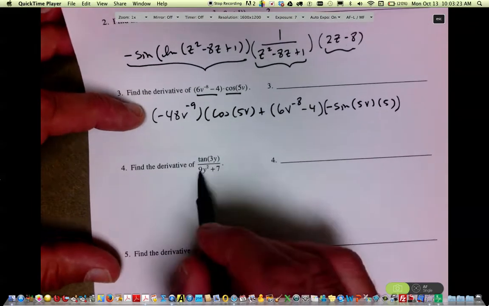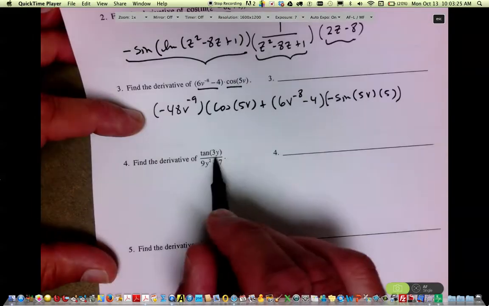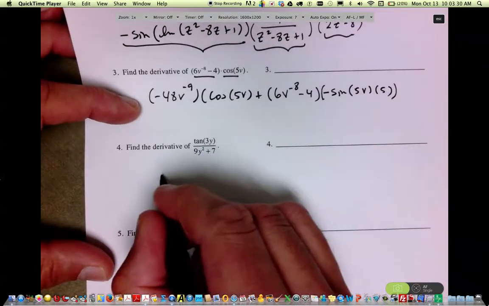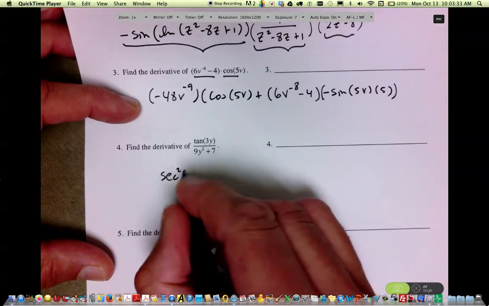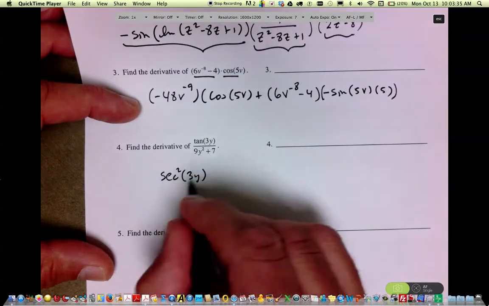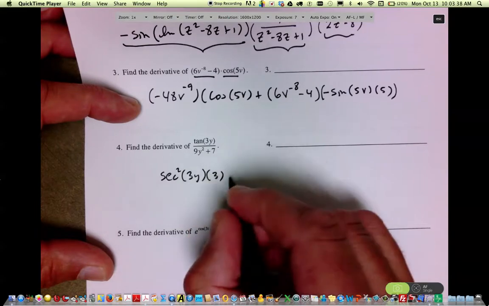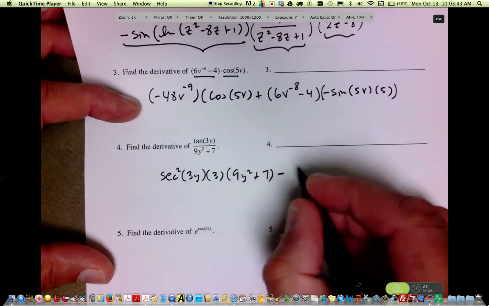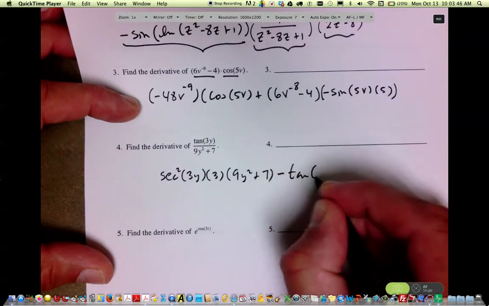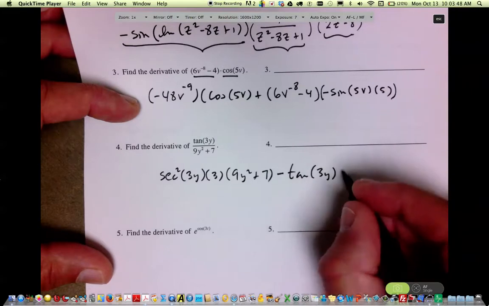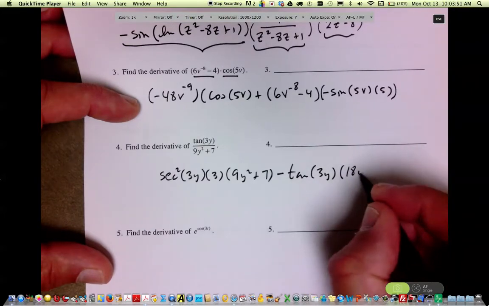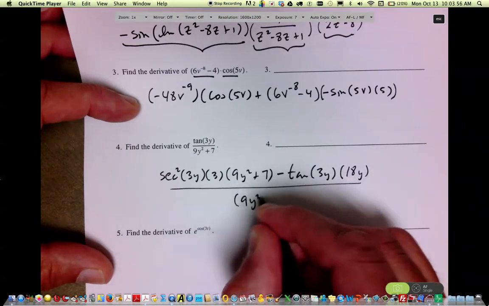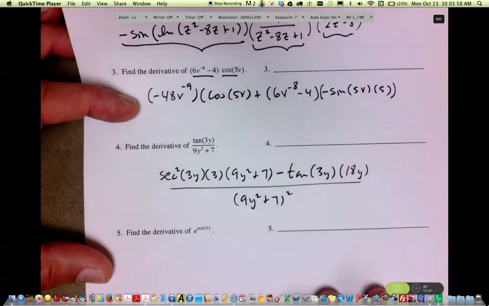Okay, next one. Again, I see quotient rule, and within the quotient rule I see a chain rule. So the derivative of the numerator is secant squared of 3y, and then times the derivative of 3y, which is 3, times the denominator, 9y squared plus 7, minus the numerator, tangent of 3y, times the derivative of the bottom, which is 18y, and then all that divided by the denominator, 9y squared plus 7, quantity squared.